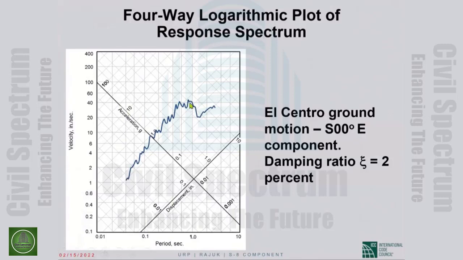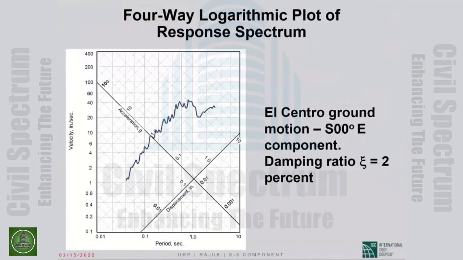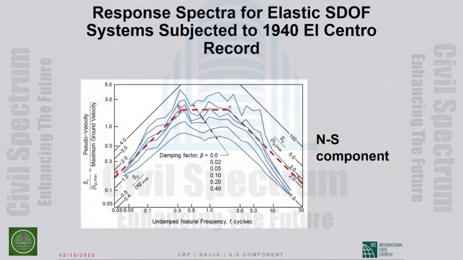So if we take a point on the curve and go to the y-axis, we can read the spectral pseudo-velocity. If we drop a perpendicular to the diagonal axis, we can read the displacement. And if we drop a perpendicular to the other diagonal scale, we can read the spectral acceleration. So this one plot gives us all the information that we could obtain from the three different plots. This tripartite plot turned out to be quite important in the development of things, even in building codes.